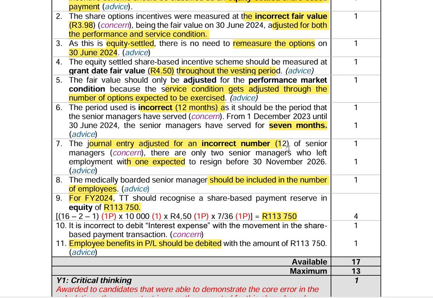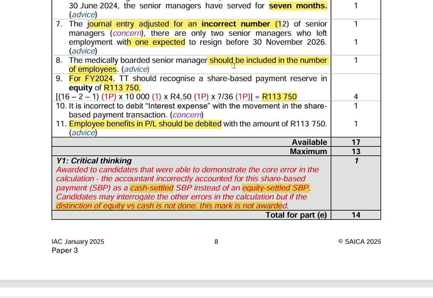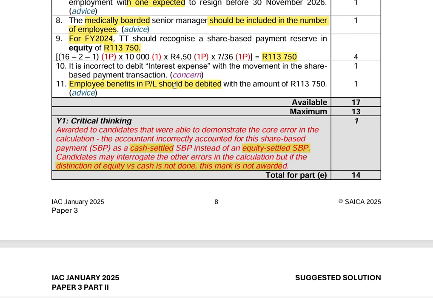Number of 12, which we have already said. And then there are only 2 senior managers who left and 1 expected to also leave the employment or resign. Therefore, 3 should be used. However, the accountant used 4, meaning the medically boarded one was also considered. So we should not exclude the medically boarded one. However, we should include the employee because they are still going to benefit in the share-based payment award.